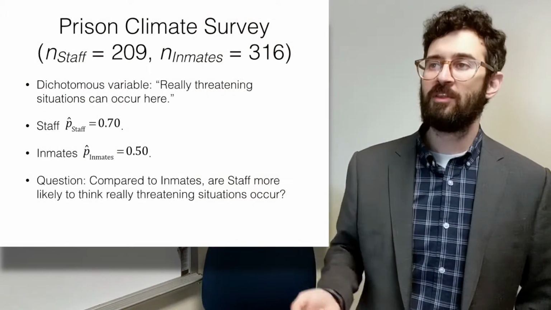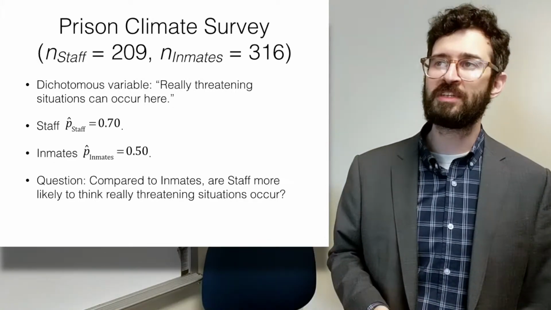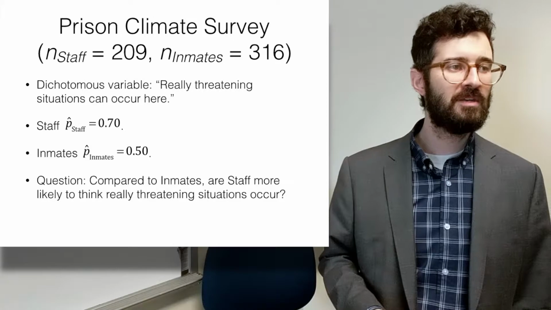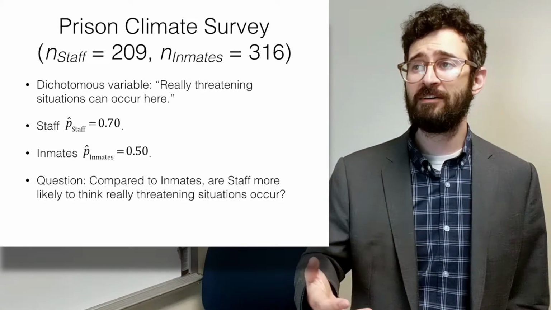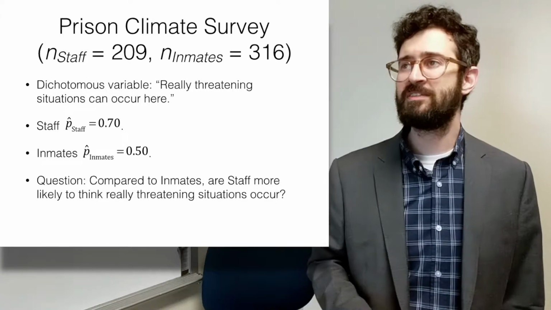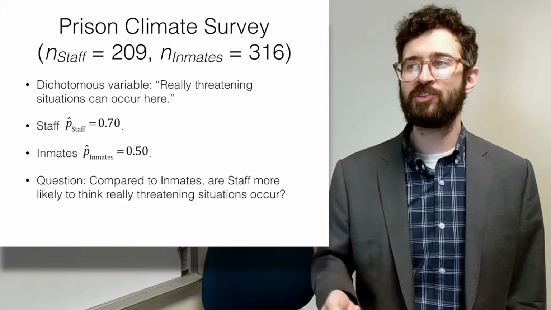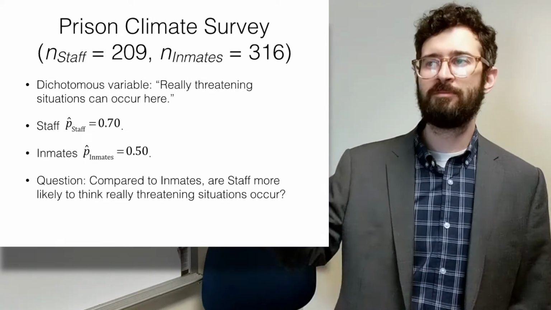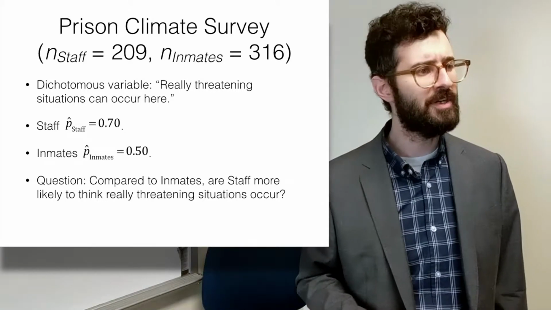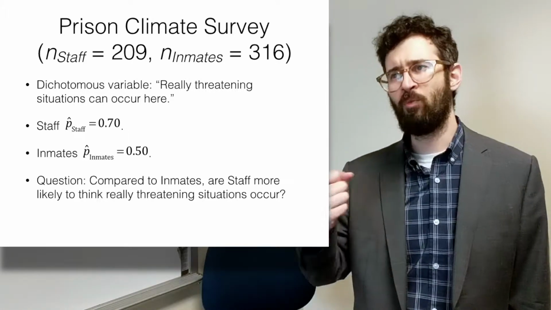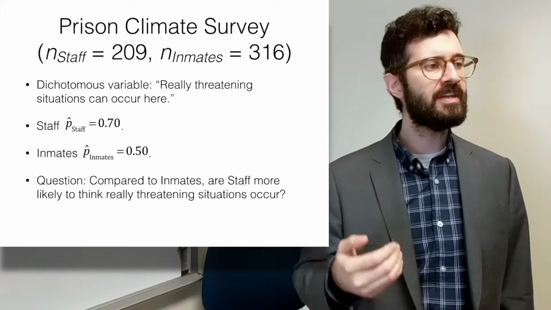We can think about this test of hypotheses, again, within the context of the prison climate survey. So we might go out and take a random sample of, say, staff, and maybe a random sample of inmates, and we might ask these two different populations this dichotomous question: "Really threatening situations can occur here." So if somebody puts a 1, that means they agree. If they respond with a 0, then they disagree.